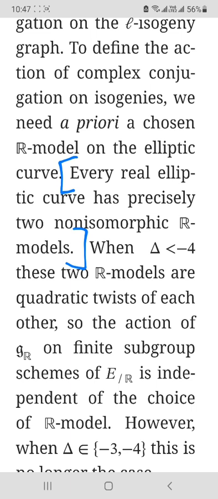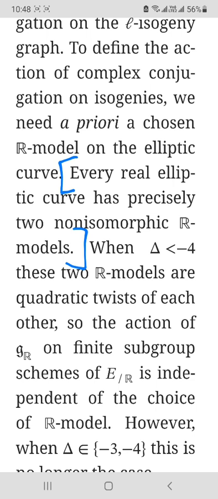Every real elliptic curve, that is, the J invariant of the real elliptic curve is defined over the real number field, has precisely two non-isomorphic R models, but they are isomorphic over C, the complex numbers, but not isomorphic over R. So every real elliptic curve has precisely two non-isomorphic R models.